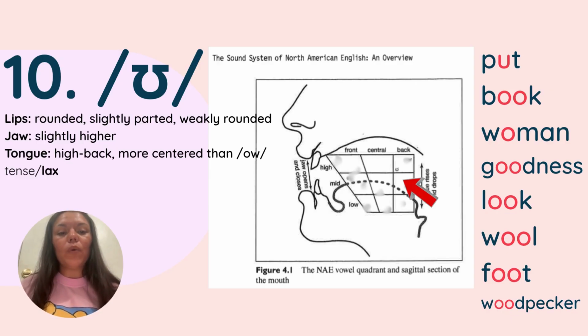And we see and hear this phoneme with combinations of U, double O, single O's. Examples of this sound are in put, book, woman, goodness, look, wool, foot, and woodpecker.